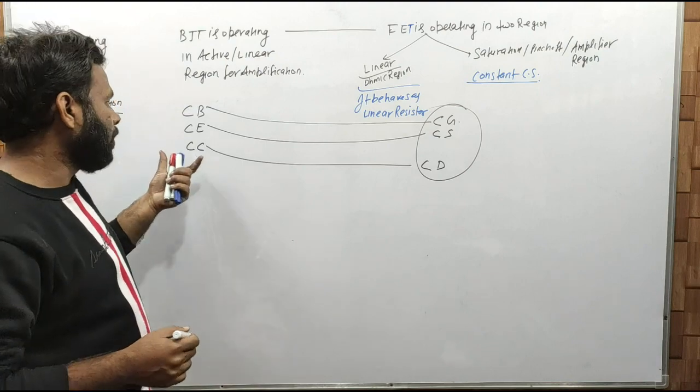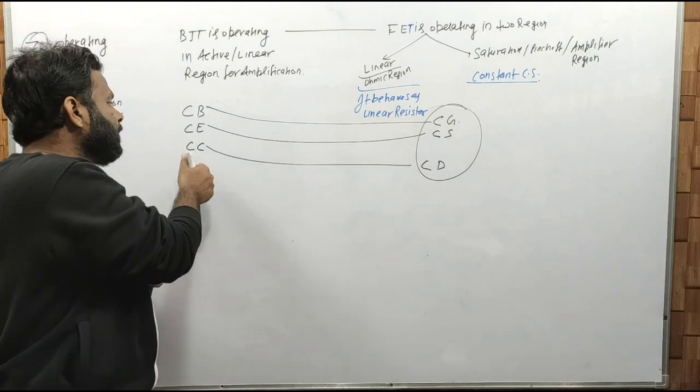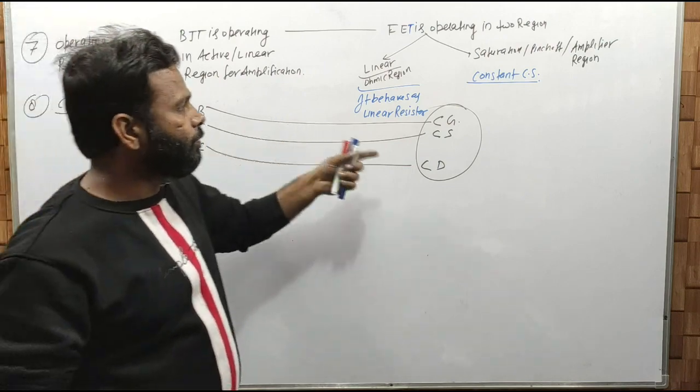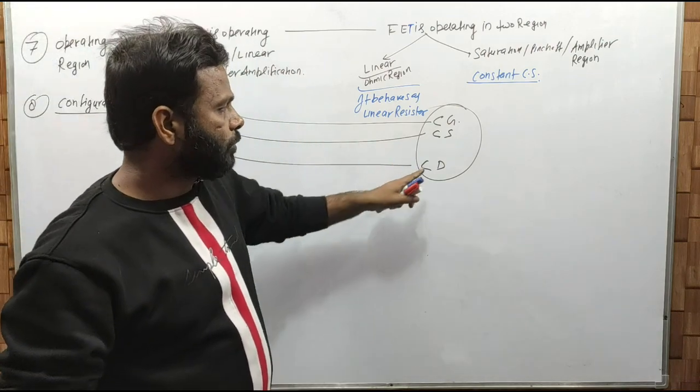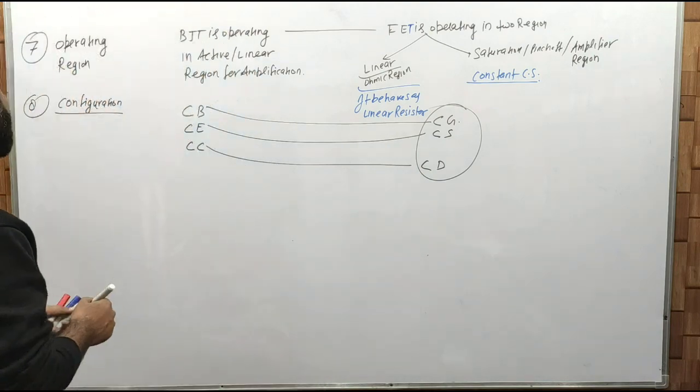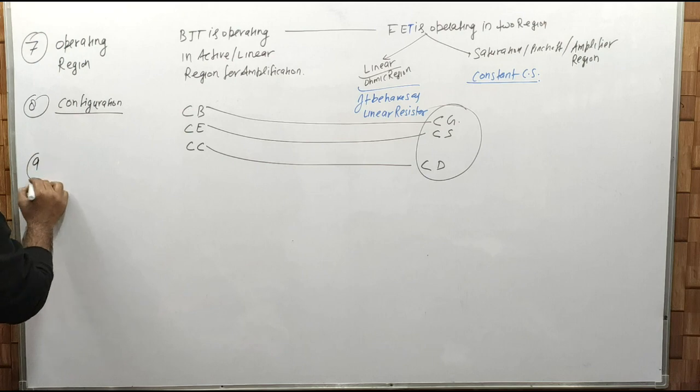Now common collector is called emitter follower. So in the BJT, the emitter follower is called common collector, but in case of FET, the emitter follower is known as common drain amplifier. Clear है यहाँ तक? 9th point समझते हैं.